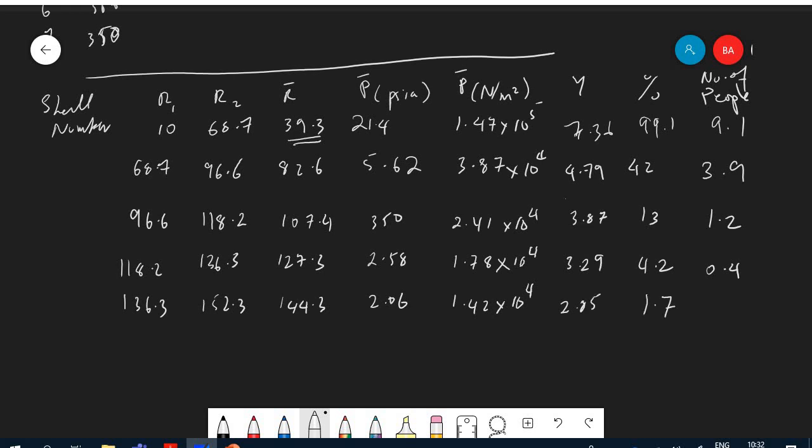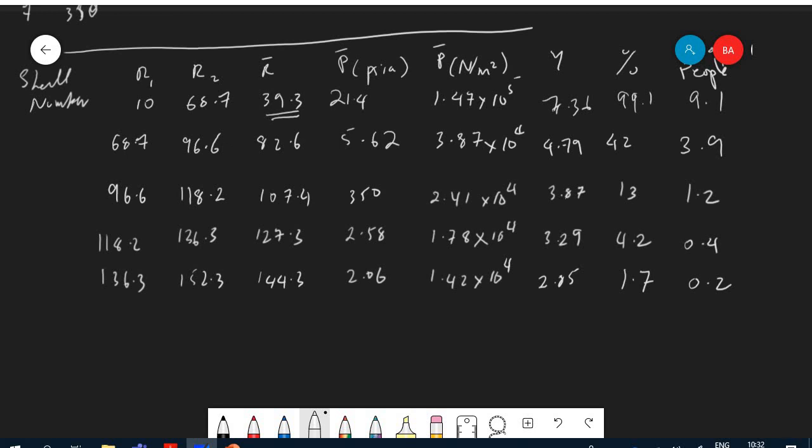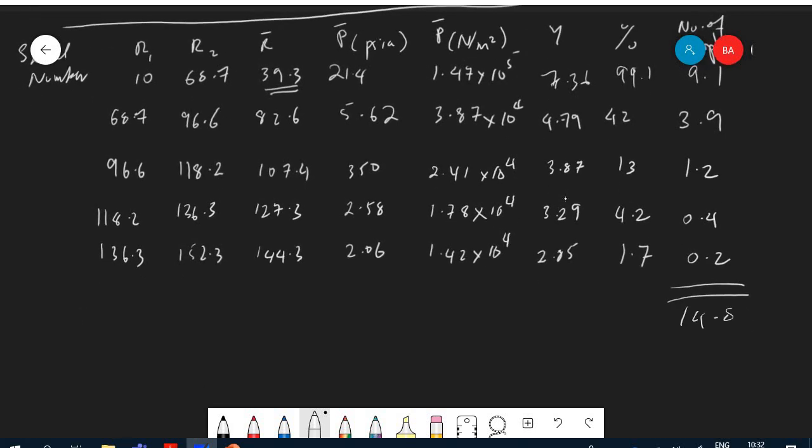So just 1.7%, and the number of people getting affected is only 0.2. So I don't think so. I want to calculate more. If I now want to calculate the total number of people who are dying, it is about 14.8, which is something like about 15 people, right?